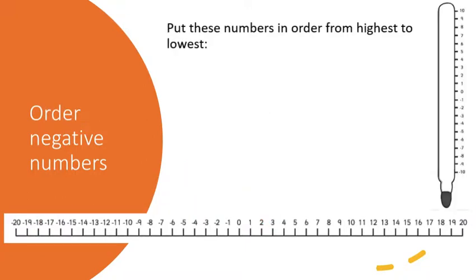The second session, put these numbers in order from highest to lowest. This time we're going from highest to lowest. And here are the numbers. Pause and have a go and we'll work it out together afterwards.